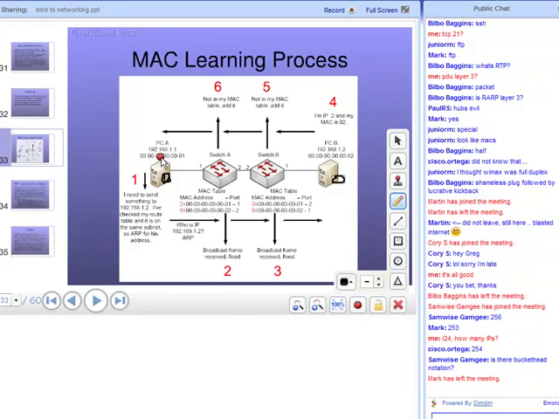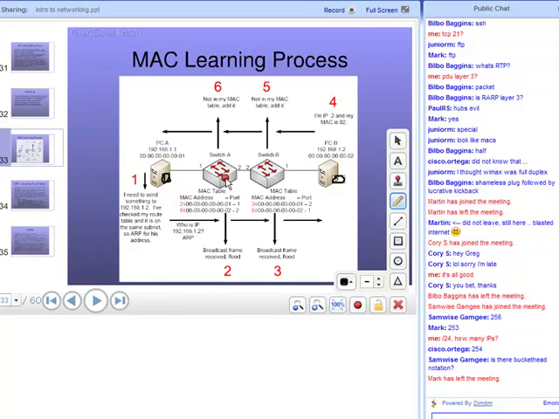PC A says, okay, I need to ping 192.168.1.2. So what he does is, your PC keeps an ARP cache. He's going to look in his ARP cache and say, hey, do I have a MAC address for this IP address? If he doesn't, he'll send out an ARP, which is basically a broadcast packet. That ARP request is just going to dump out.